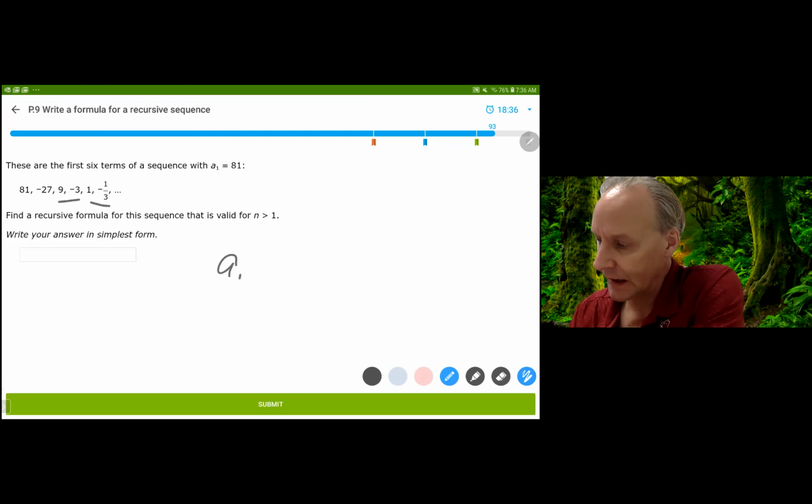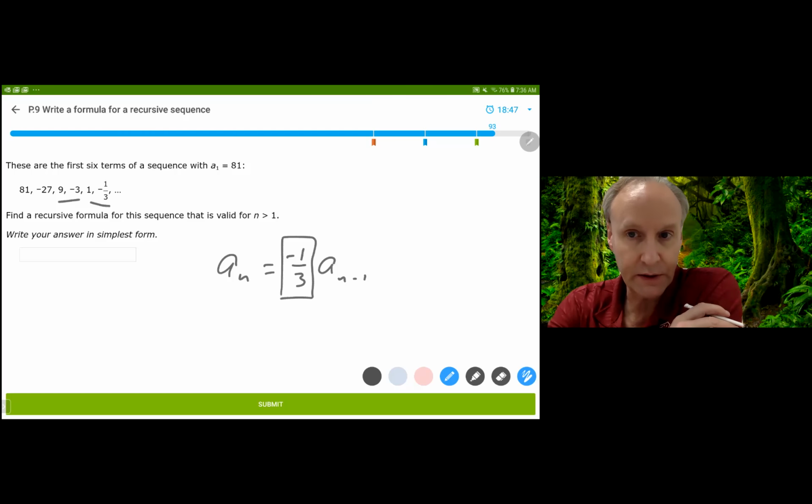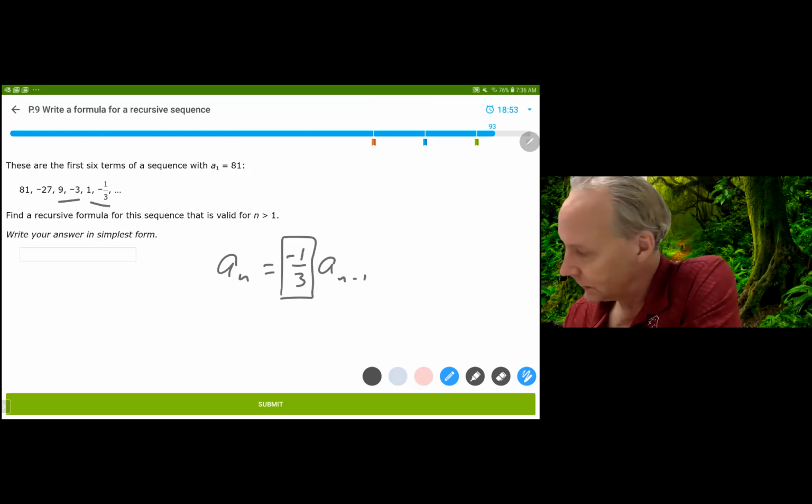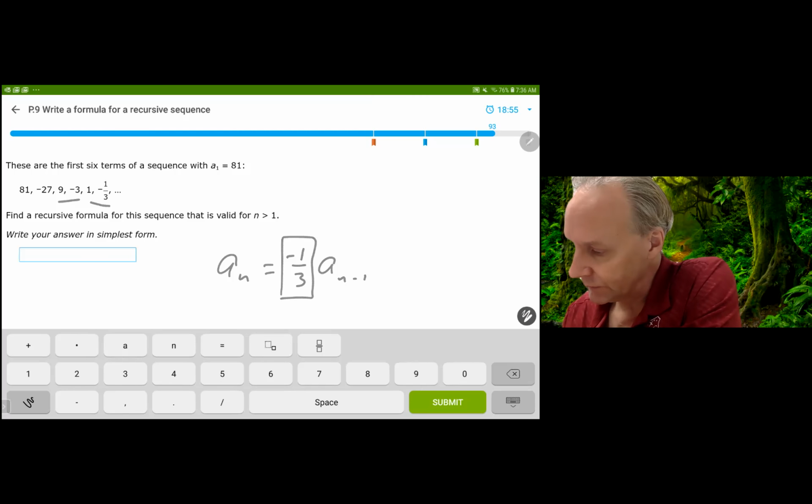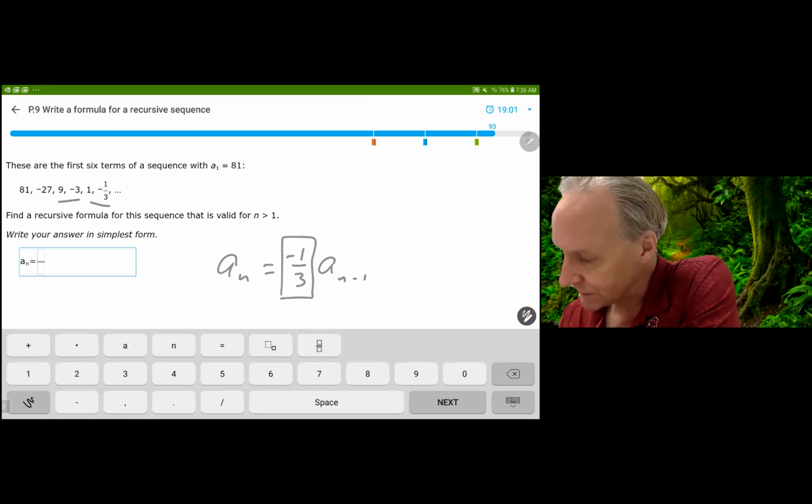And we're talking about a sub n equals negative 1/3 a sub n minus 1. Now, a lot of people put their negative out in front. I prefer the negative in the numerator. So I am definitely going to put my negative in my numerator where it really belongs. Let's get rid of that. We've got a sub n equals. I need a fraction, and we need a negative 1/3.